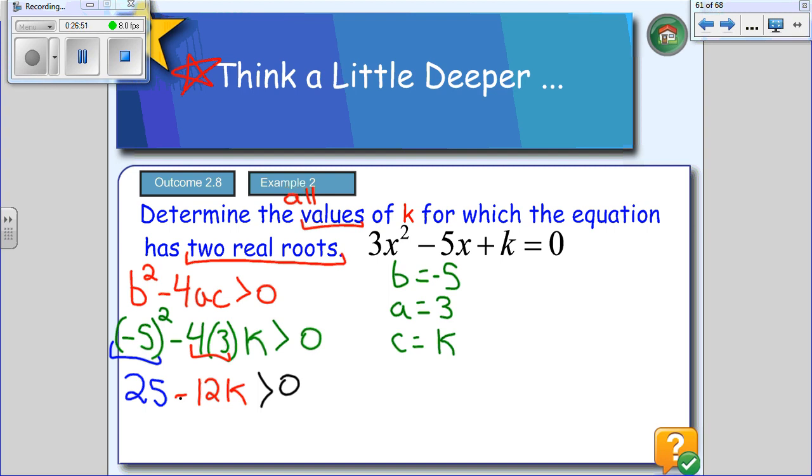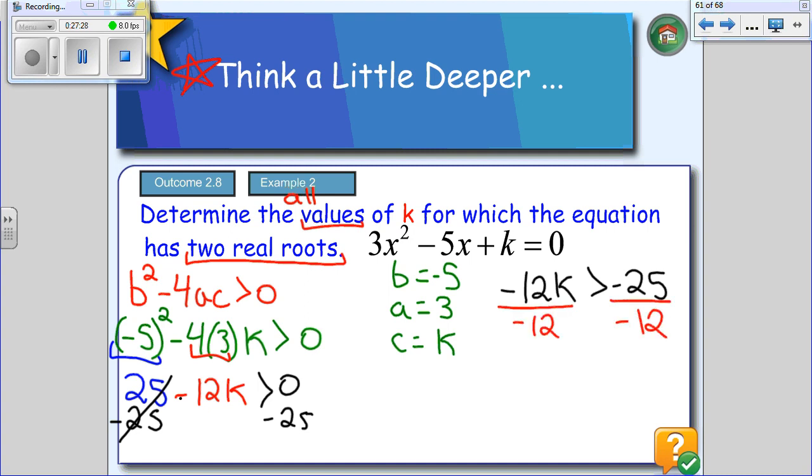That gives me negative 12k is greater than negative 25. My final step is to get k by itself. Sorry, I jumped from the left side to the right side. So I subtracted 25 from both sides. What's my last step to get k all by itself? Divide by negative 12. Does the sign stay or flip? What's it do, Jenica? You're right, it flips. When you divide by a negative, it changes which way your inequality symbol points.